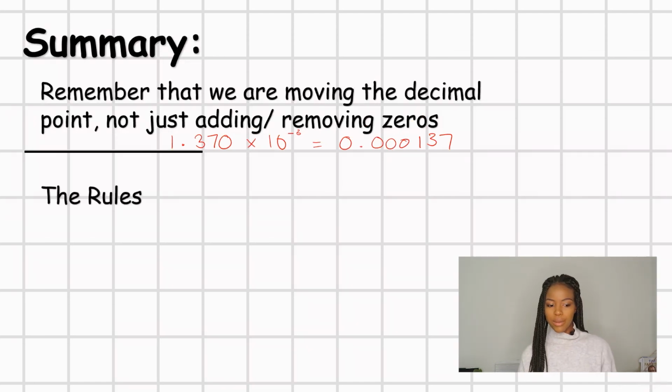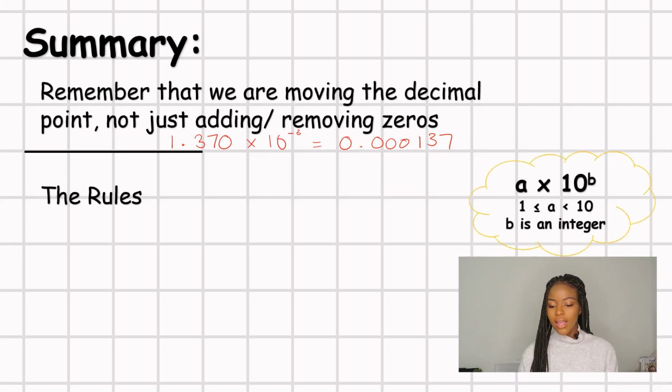The next point to remember is the rules. So again, standard form is written in the form of A times 10 to the power of B, where A is a number greater than or equal to 1, but less than 10, so it can't be 10, and B is an integer. So B can't be a decimal.